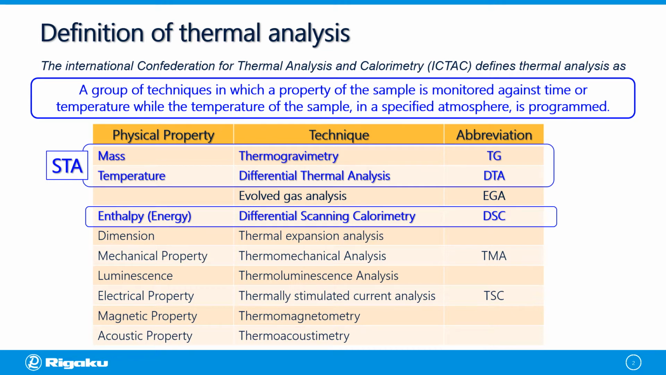For changes in mass and the temperature difference between a sample and a reference material, the simultaneous thermal analysis, or STA, composed of thermogravimetry and differential thermal analysis method, is used. For quantifying the energy in a reaction, the differential scanning calorimetry, or DSC, method is applied.